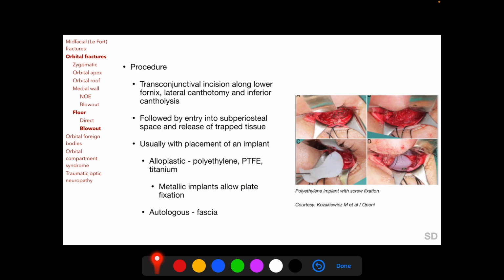So for surgical repair of orbital floor fractures, usually a transconjunctival approach is taken along the lower fornix, along with lateral canthotomy and inferior cantholysis for better exposure, followed by entry into the subperiosteal space by lifting the periosteum over the orbital floor and then releasing the entrapped tissues, followed usually by placement of an implant. So here in this picture we find a polyethylene implant being placed over the fracture in the orbital floor with a screw.